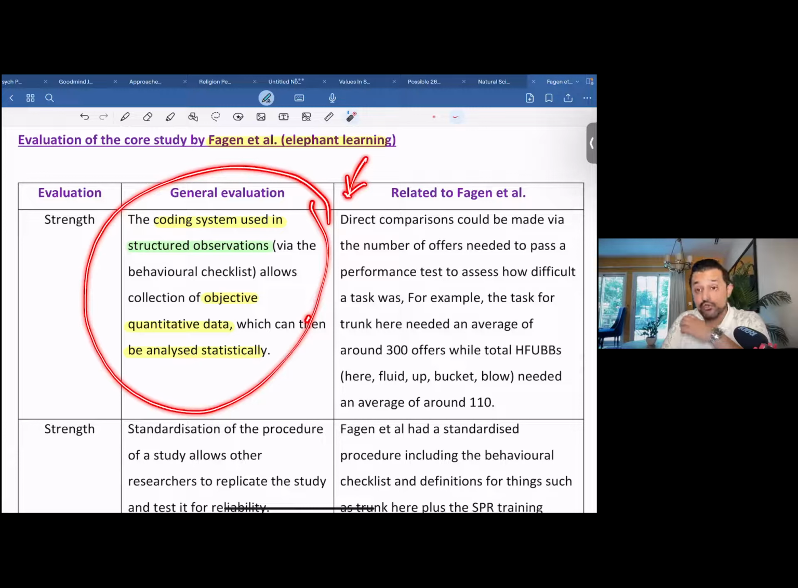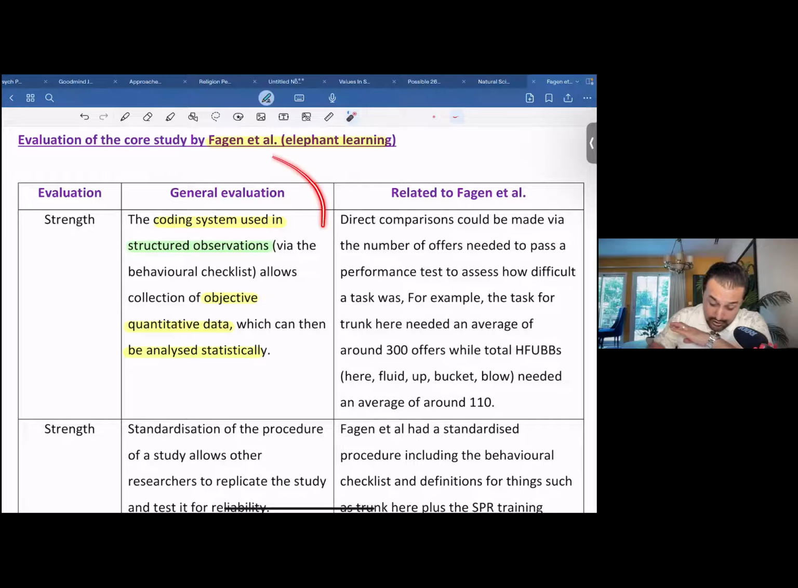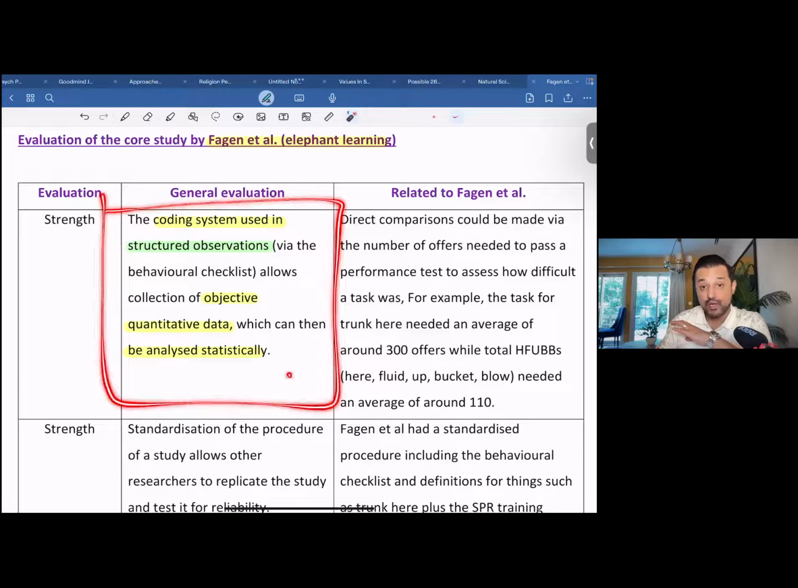But how do you show the examiner that this is a strength that you're referring to totally in relation with Fagan? Remember, you're asked to evaluate the study by Fagan et al., and you have been asked to evaluate it in terms of strengths and weaknesses. So I'm not saying this is not a strength. This is a strength, but this is a very generic strength, right? This could be a strength for any other study as well. For you to link it to Fagan, that is the second point that I'd written down, where I'd mentioned link it to the study. This is what I'm referring to.